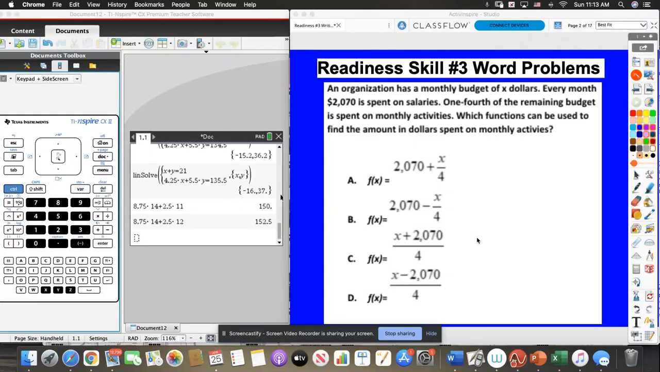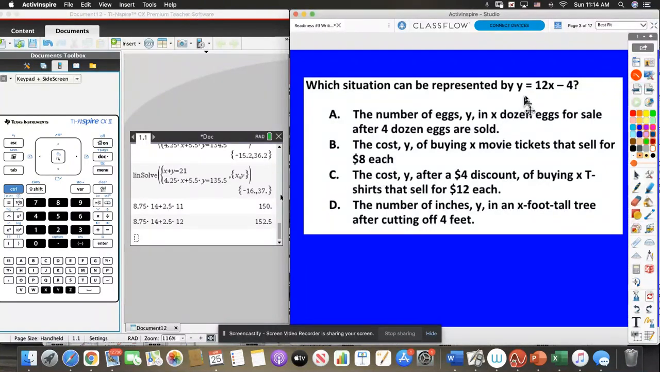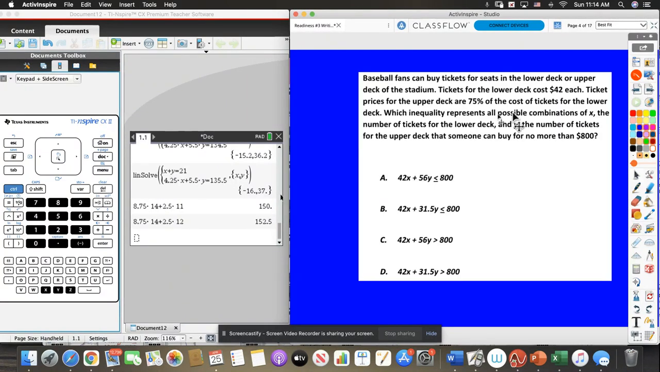All right, readiness skill number 3. I titled it Word Problems. It's really writing equations. I'm going to flip through some of these questions, and I want you to notice there's a word problem and then an equation. In this case, it's kind of backwards. Here's the word problem and an equation.